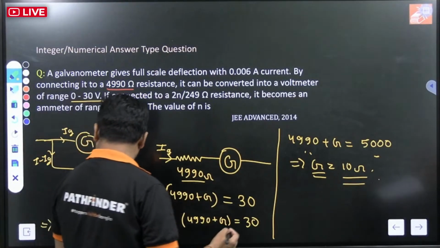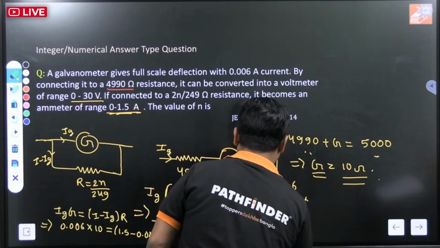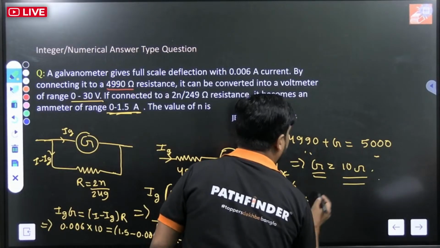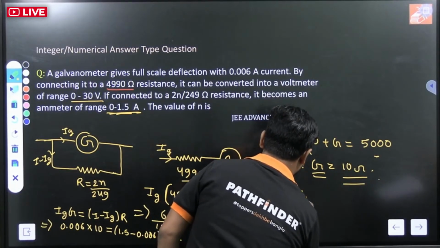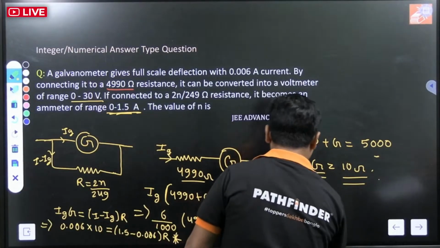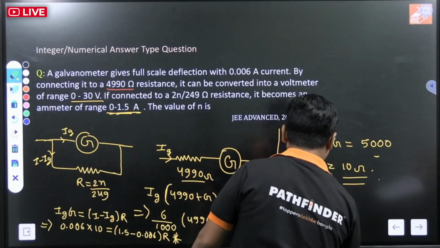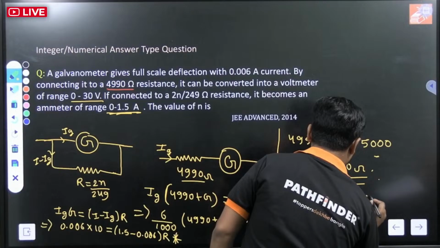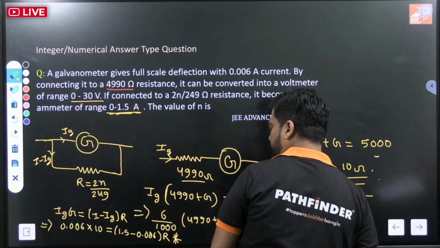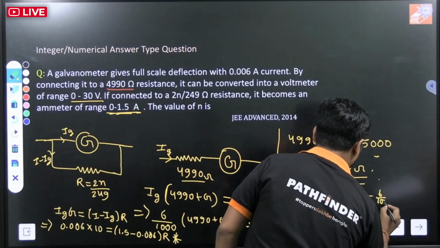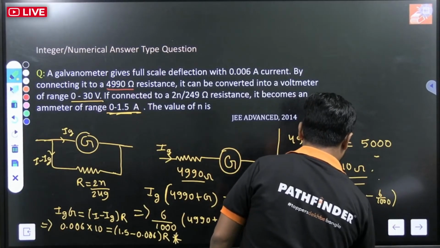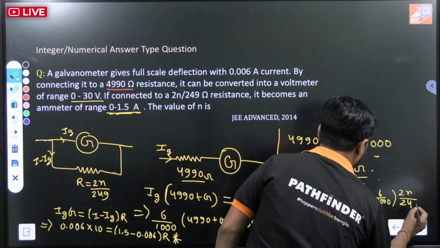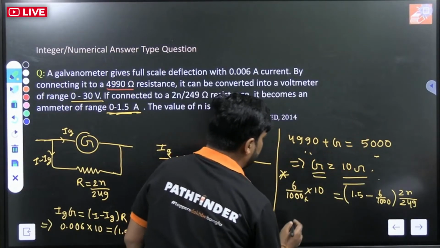So I will solve it here. So 6 by 1000 into 10 will be equal to 1.5 minus 0.006, that is again 6 by 1000, into R. And what is the value of R? 2n by 249. Correct?